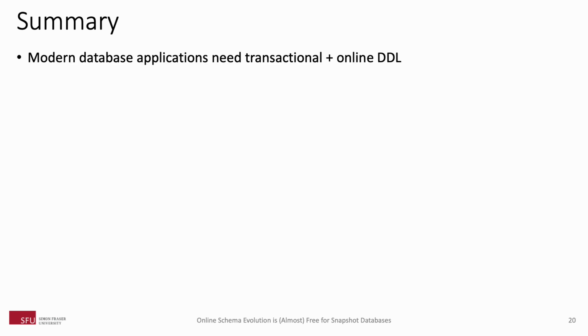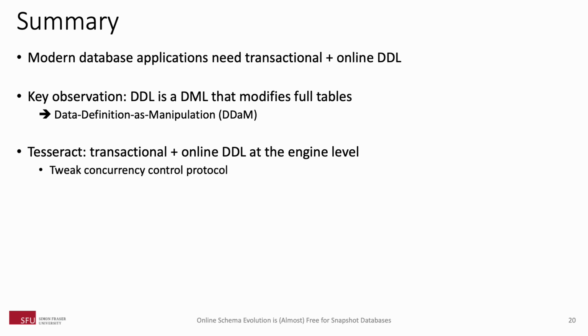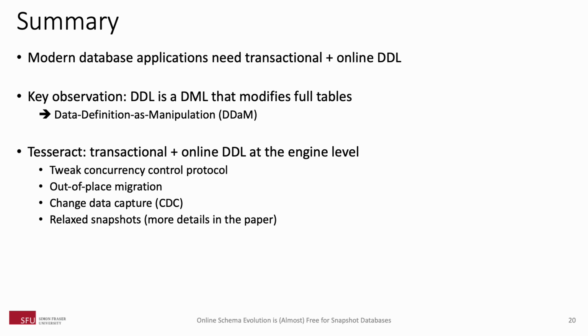I will make a summary here. Modern database applications need transactional and online DDL. Our key observation here is that DDL is a DML that modifies the metadata tables. It's so-called data definition as manipulation, DDAM. Based on this observation, we proposed Tesseract to do transactional and online DDL at the engine level by slightly tweaking the concurrency control protocol, like the out-of-place migration, change data capture, and relaxed snapshots.